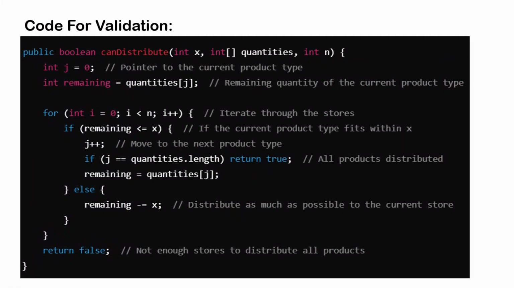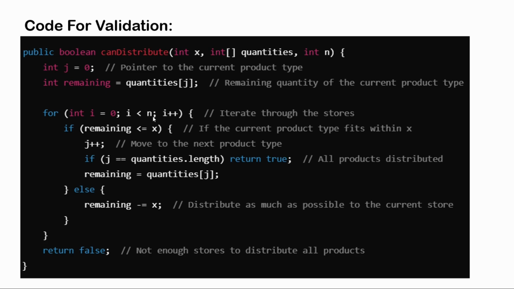Now let's dive into the code. Here's the code for validation. We first write a helper function canDistribute. This checks if we can distribute all products such that no store gets more than x products. Here is how it works. The j variable starts at 0 to track the first product type. The remaining variable holds the quantity left to distribute for the current product type.